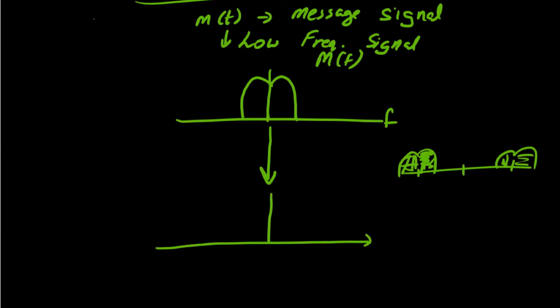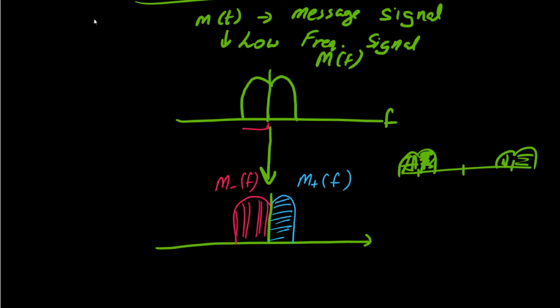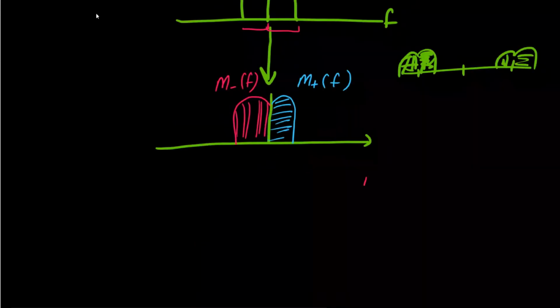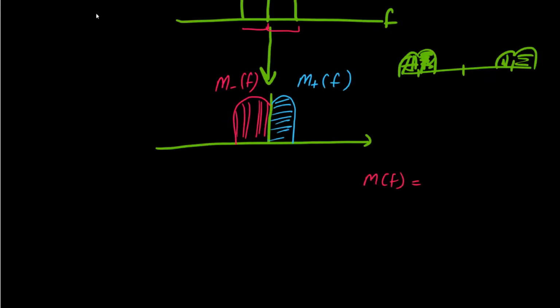Say we have a signal which is having a spectrum of m of f, and we call this our m plus of f. And then we have this thing that we may call m minus of f. So in this way, we have segregated this spectrum into two parts. M of f would be equal to m minus of f plus m plus of f. So what we are basically trying to do is construct a scheme for single sideband suppressed carrier.